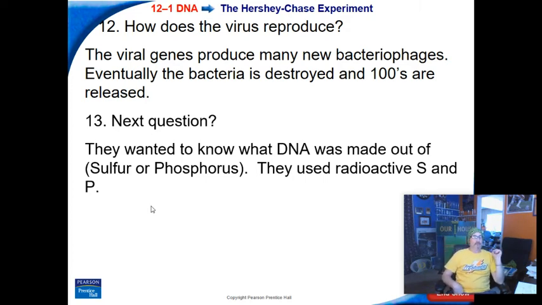So the next question that they were interested in knowing was whether or not it was protein, indicated by radioactive sulfur, or DNA, indicated by radioactive phosphorus, that was being injected into the bacterial cell. And they used radioactive isotopes. Remember, an isotope is an atom that has more or fewer neutrons than the natural atom. And they used radioactive ones because you can actually see these things with an X-ray.